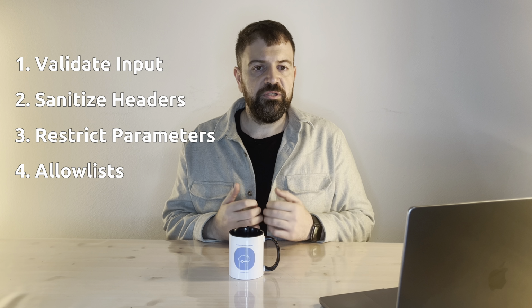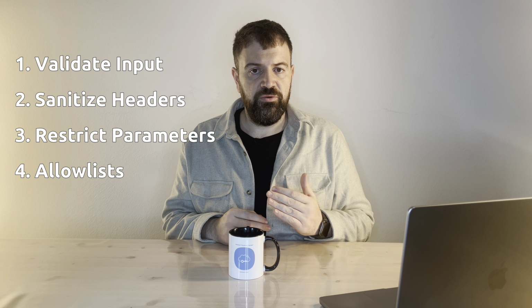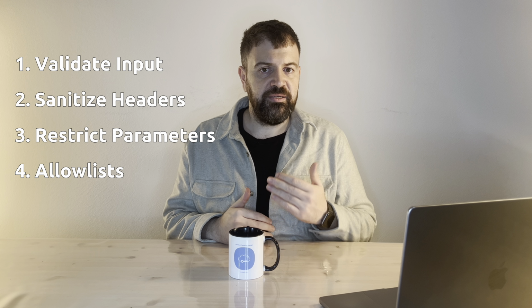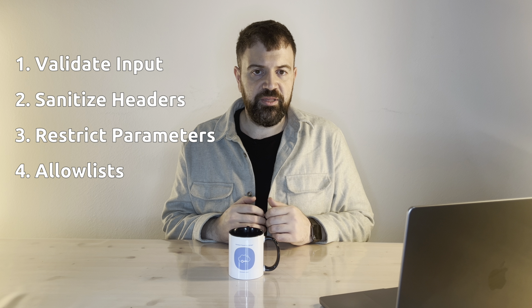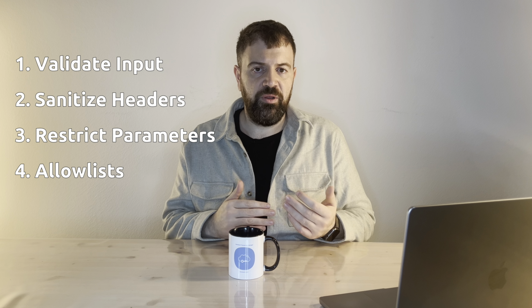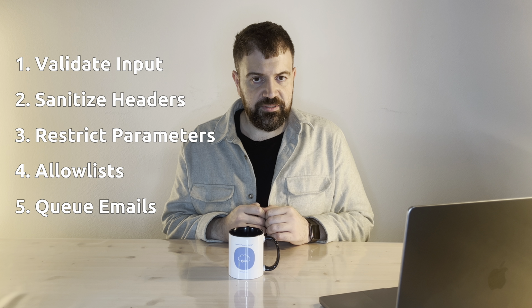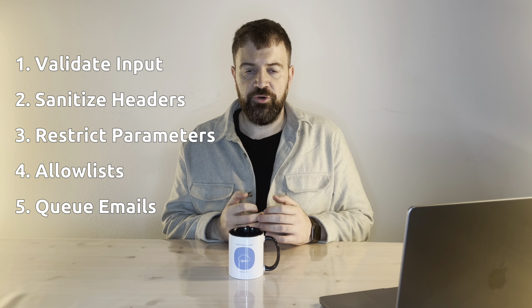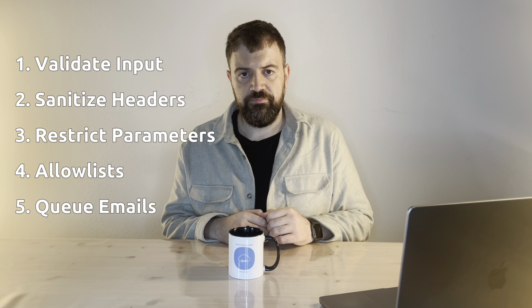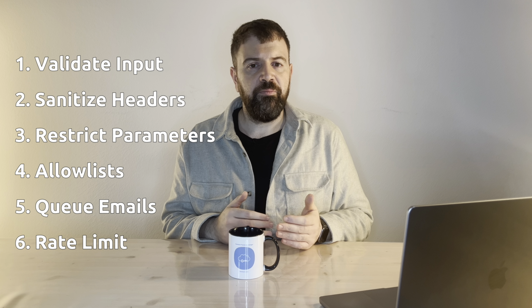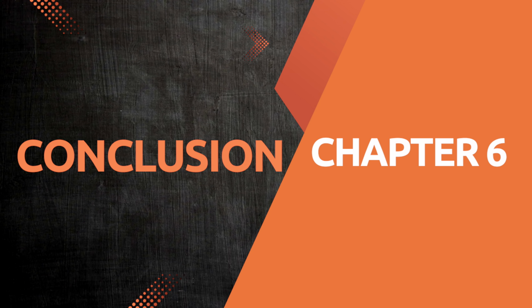Number 4. Use allow lists. It's a good rule to be as restrictive as possible. For instance, use allow lists for recipient domains, parameters, and headers before passing them to the mail function. Number 5. Use queues. This not only improves performance, but also gives you a little bit more control over monitoring and the behavior. And number 6, use rate limiting. Rate limiting emails can help avoiding attacks.